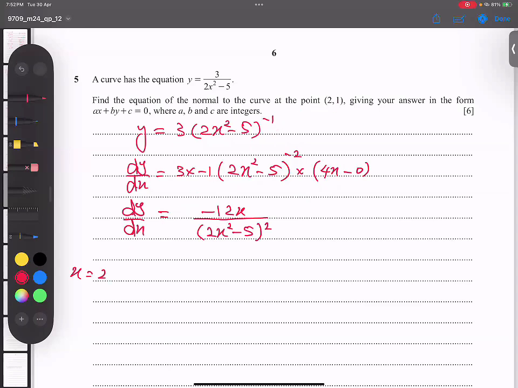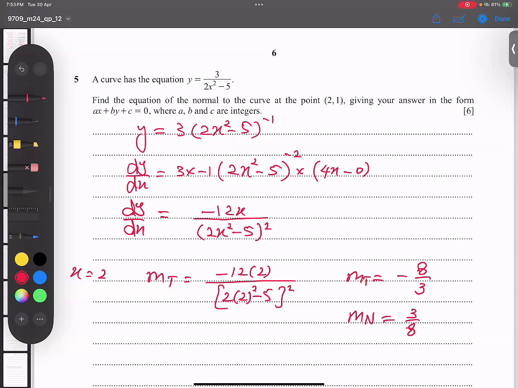When I plug in x = 2, it gives me by default the gradient of the tangent. So here I'm writing 2 times 2 squared minus 5. And the gradient of the tangent, if you type it in the calculator, is 24 in the numerator, 2 to the 4 is 8, 8 minus 5 is 3, squared is 9. And we got -8/3. And the normal naturally becomes 3/8.